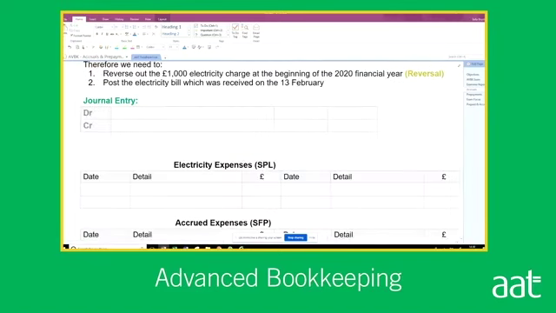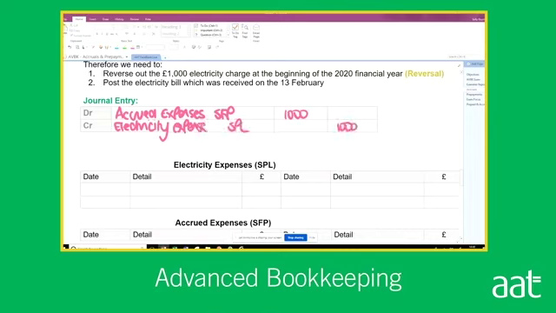So all I'm going to do here is debit my accrued expenses, which is in the statement of financial position, for the 1,000. So I'm getting rid of it so that my balance as of the 1st of January, once I've posted this, is back to 0. And then I'm going to credit the electricity expense in the statement of profit and loss for the 1,000. So even before I've done anything, I actually have a negative 1,000.